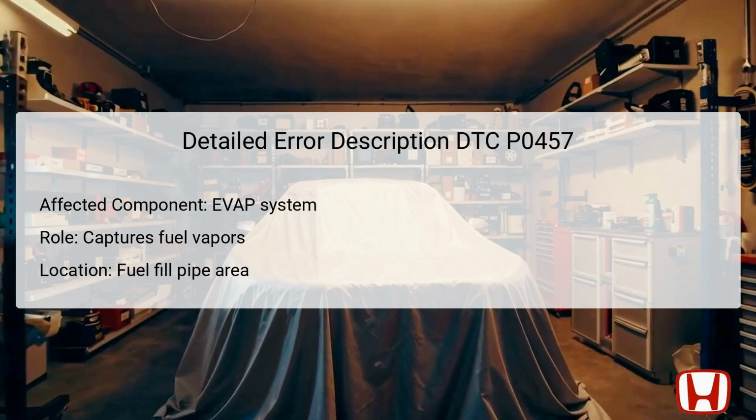In case of a malfunction or improper seating of the fill cap, the system does not work effectively, leading to an increase in harmful emissions, triggering the DTC P0457. Technicians should always examine both the fuel cap and the surrounding components for any signs of physical damage or misalignment.